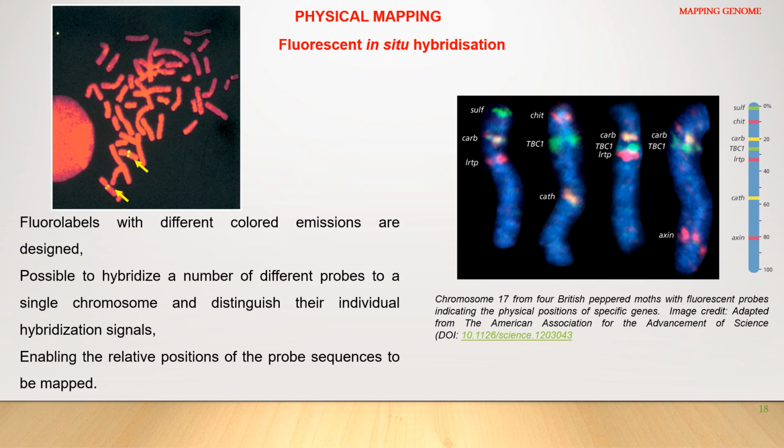Presently, fluorolabels with different colored emissions are designed. This enables hybridizing a large number of different probes on a single chromosome and distinguishing the individual hybridization signals, enabling the relative positions of probe sequences on the chromosome to be determined. An example is shown on the right for chromosome 17 of peppered moths.